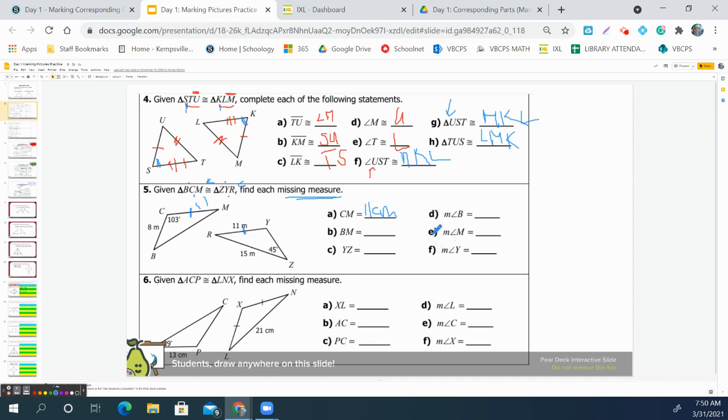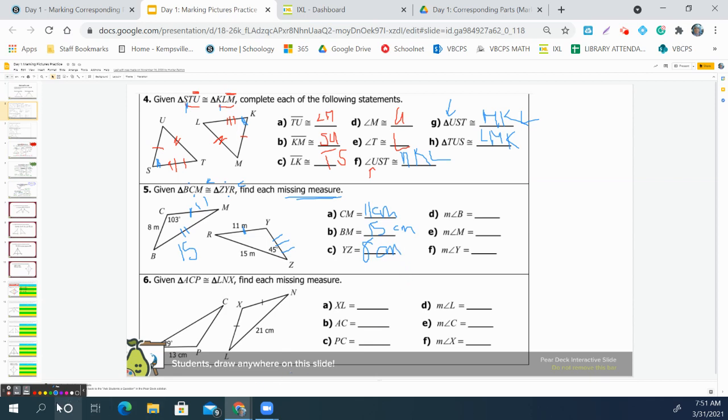What about BM? BM is the first and the last. How long is that? 15, yeah, absolutely. Why are we so quiet? 15 centimeters. This must be easy. And then YZ is 1, 2, 3. How long is that? 8 centimeters for sure.